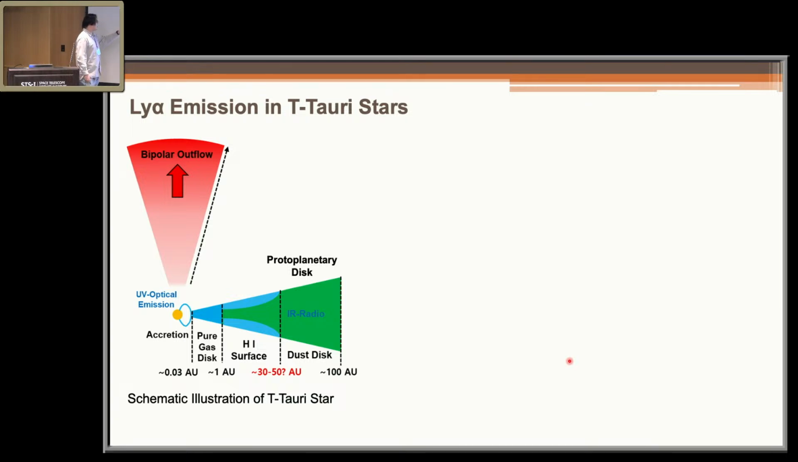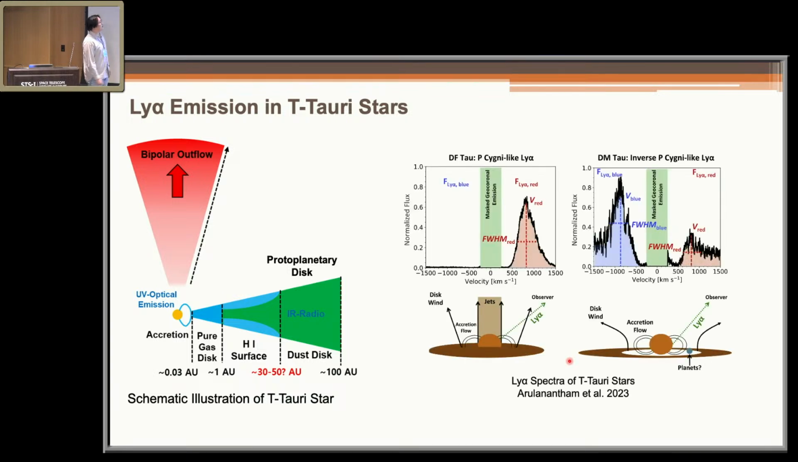I'm not a T Tauri star person, so I cannot prepare a common figure; I made it myself. Lyman alpha emission comes mainly from the central star. Also, a paper by Nichols showed a very nice schematic illustration for Lyman alpha. If a strong jet exists, the outflow in this jet makes a red asymmetric Lyman alpha. Or if the Lyman alpha photons interact with the accretion flow, this is a type of inflow, the Lyman alpha spectrum can be blue shifted.